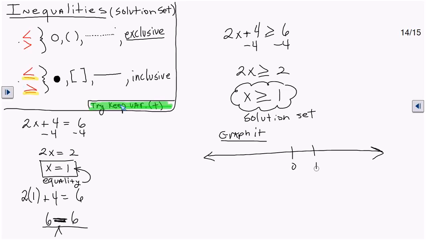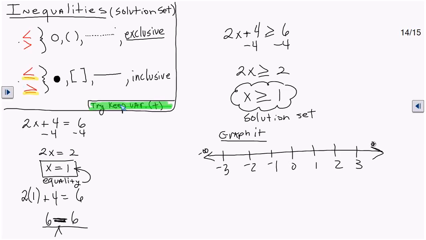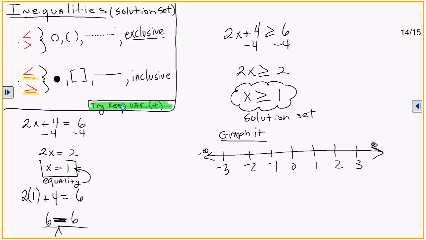Zero, 1, 2, 3, -1, -2, -3. This arrowhead's called negative infinity. This arrowhead's called positive infinity. Okay, so let's graph it.